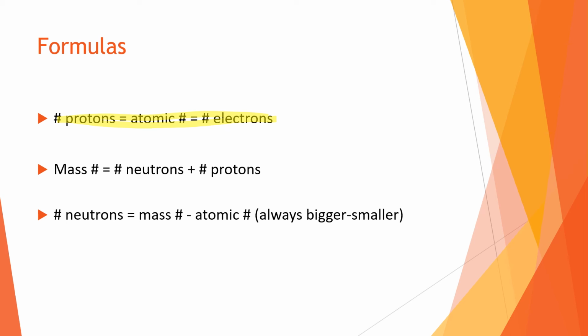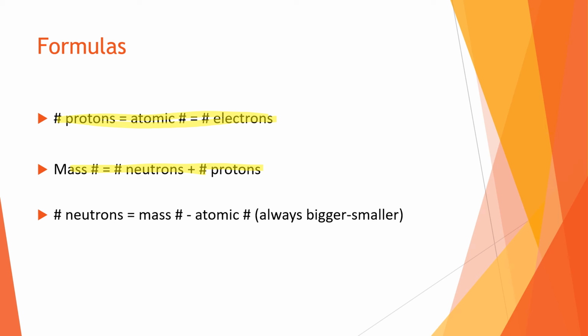Mass number is equal to the number of neutrons plus the number of protons. This makes sense because the mass of an atom is made up by the neutrons and the protons in the nucleus. If you have the number of protons and the number of neutrons, that will give you the atomic mass.